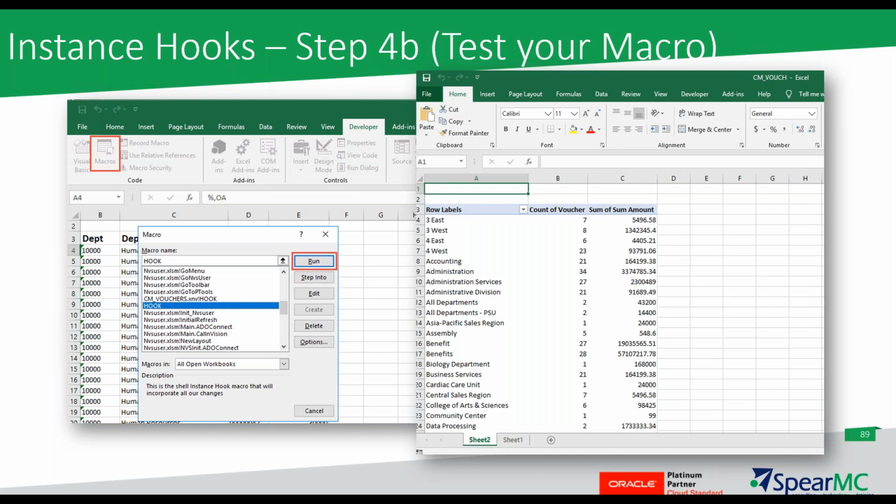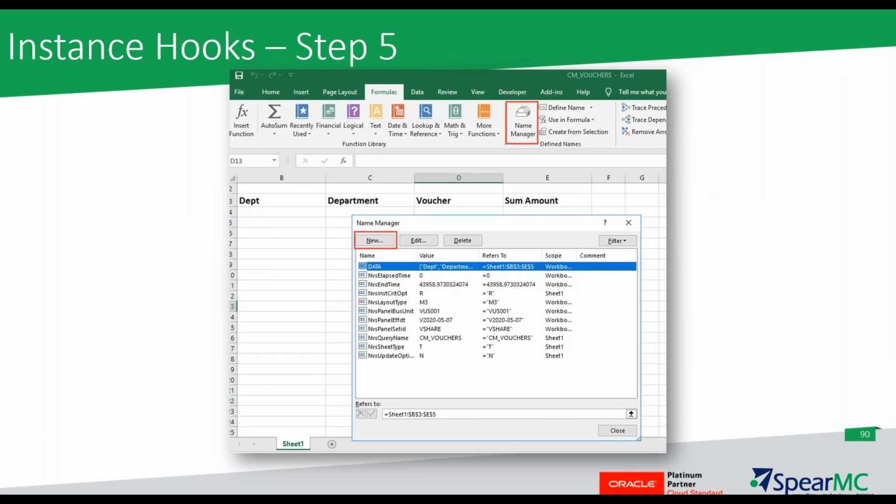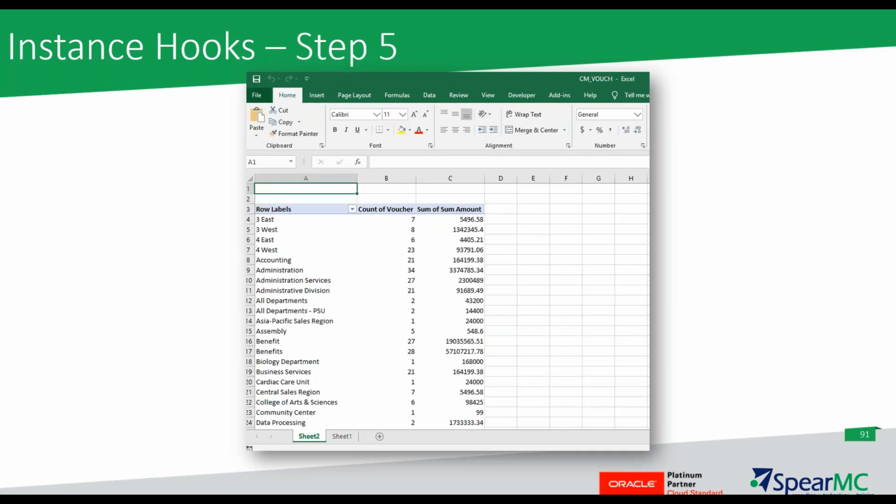So now that I have that and I know the macro is going to run right, the final step is to create a named range, a new name. You're going to go and hit new, and it has to be called this specific. It has to be called NVS instance hook. The scope has to be your sheet. So if you've renamed your sheet, you can rename that. And then it refers to then the macro, in this case, hook. Very simple to do that. Once I do that, the very next time I run this report, it will run that instance hook, that macro, every time, okay? And here you can see I've got now the pivot table automatically created on that tabular report.